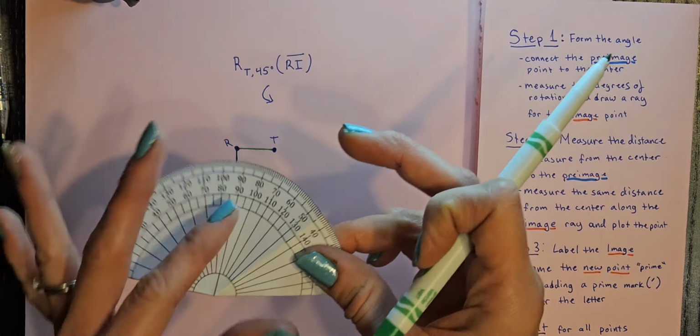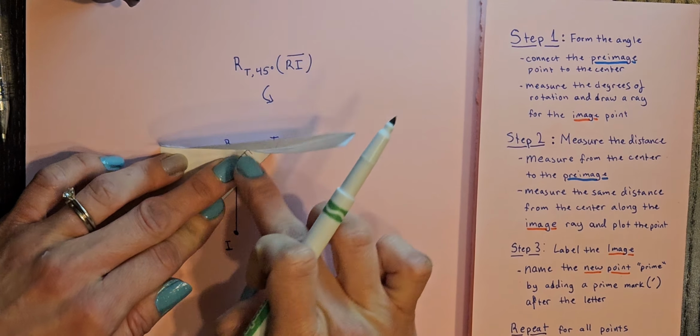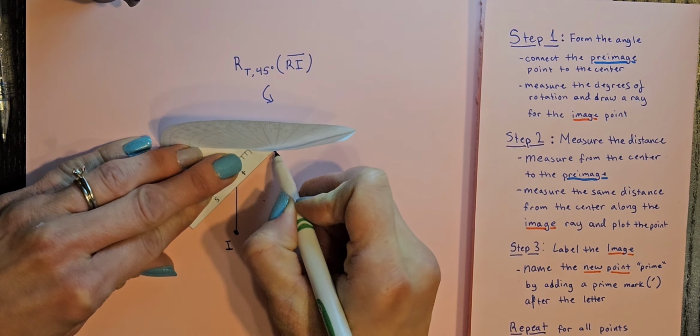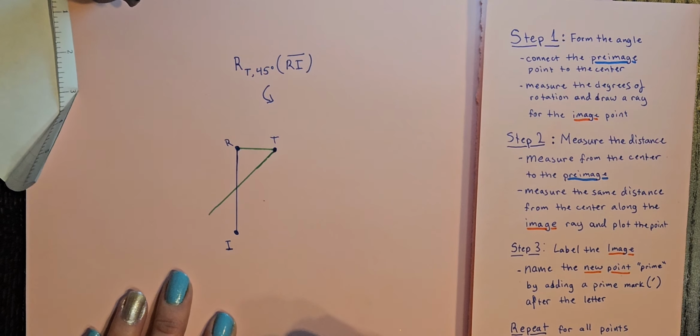So to measure that angle out on the paper, we line up so that the center of our protractor is on the center of rotation. So that's the vertex of our 45-degree angle. So we line up. So we've got segment TR over here. And then on this side is going to be our 45-degree angle coming out of T. And so I'm just going to trace along my protractor edge to make that ray.